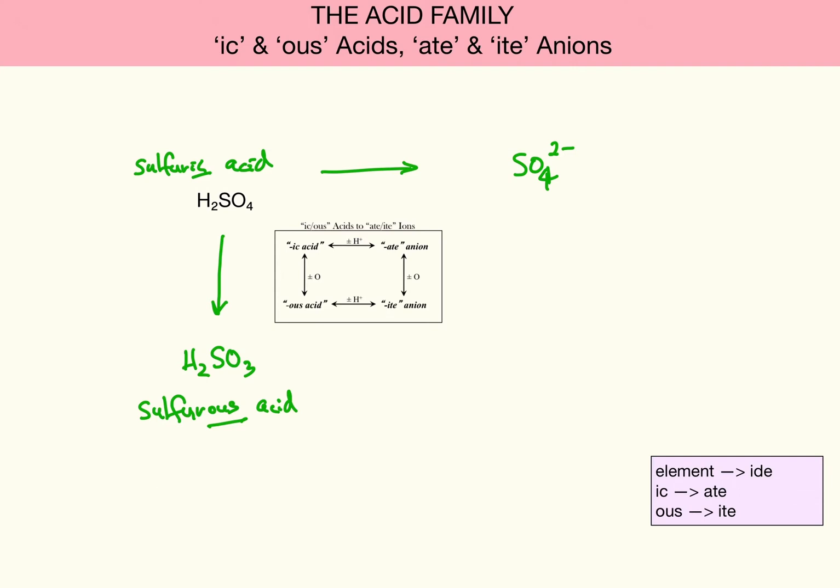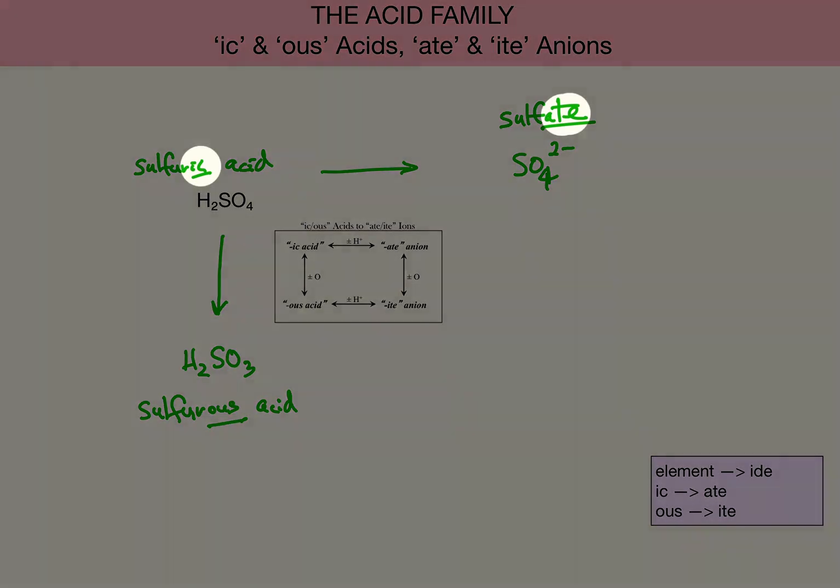And this is called the anion. Sulfuric acid will produce some anion. We need to name it. We're also going to name it as a derivative. And so we're going to call that sulfate ion. So in this particular case, we're just going to change the ic to ate.